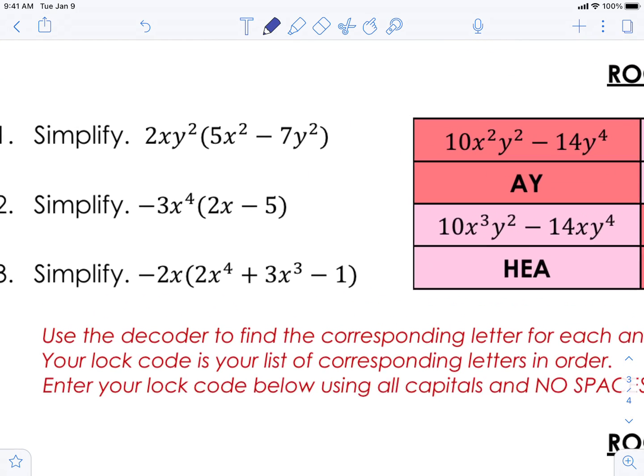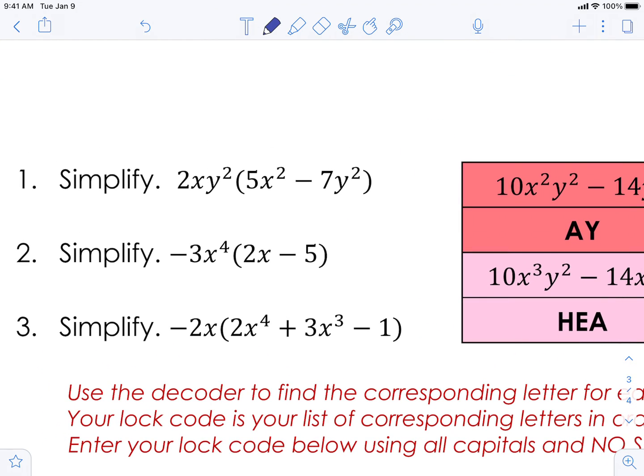Looking at the next one, we have some multiplying. If you want to draw the box, you can draw the box. Just for sake of time, I'm just going to show you the distributing. So I'm going to take 2 and multiply it by 5. So 2 times 5 is 10. x to the first times x squared is x cubed, and then the y squared just tags along. And then I have 2 times -7, which gives me -14. There's no x there, so the x to the first tags along, and y squared times y squared is y to the fourth. So that would be the final answer for this one.